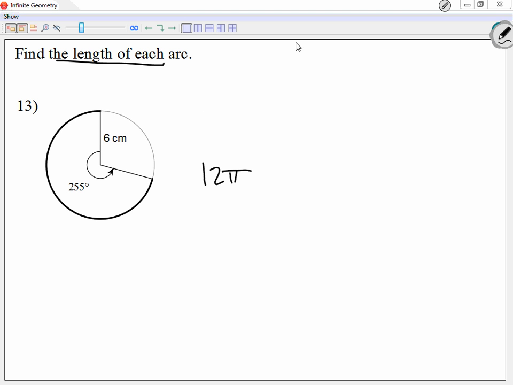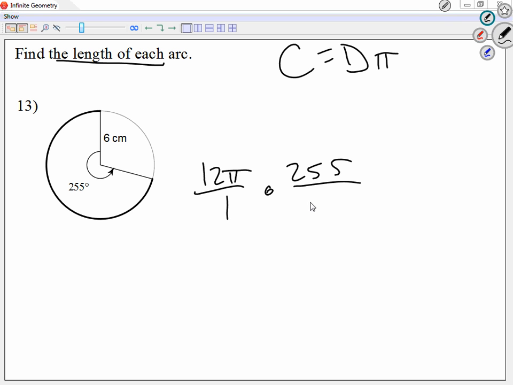So let me write the formula. The circumference, which is the distance around the whole circle, is diameter times pi. That's the distance around the whole circle. Let me make this into a fraction, and I'm going to multiply by how much of the circle I have: 255 divided by 360.